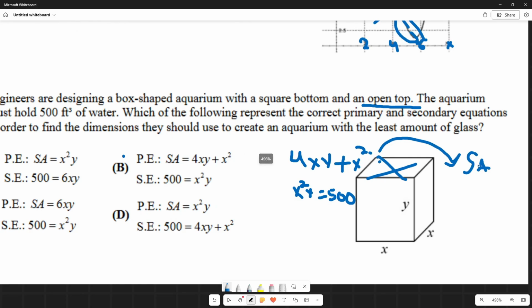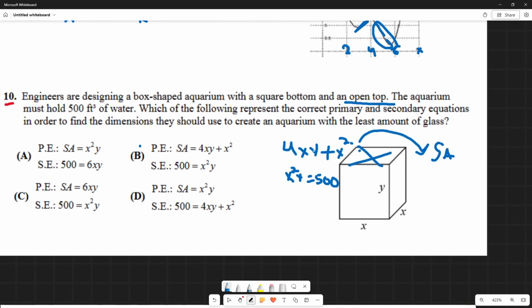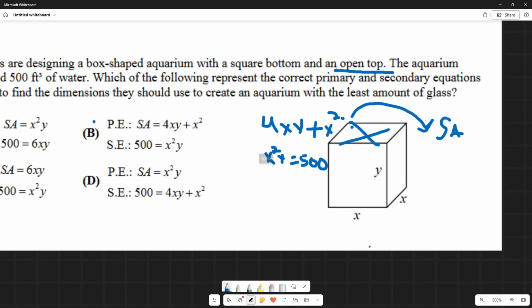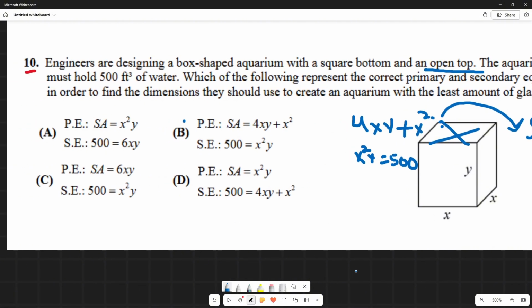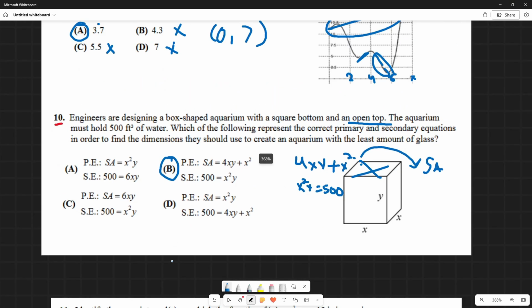So what I did was, in order to find the surface area, that just means the sum of each area of the faces. So if we know we have 4 of the same sides, x times y, that's going to be 4xy. And then we have the bottom, so that's going to be 4xy plus x squared. That's our surface area. And then our volume is x squared y, or length times width times height. And that's going to equal 500. And with that, the answer was B. Okay? Should be pretty easy.